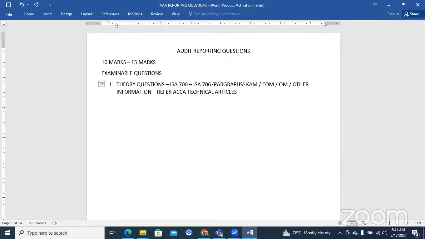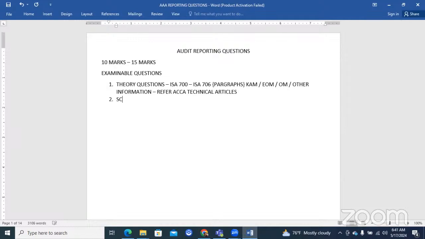One of the major paragraphs, a very, very important paragraph, is the key audit matter paragraph. And there are a lot of changes that happened recently in the key audit matter paragraph. Therefore, go through that. This is one type of question that the examiner can ask in the exam.